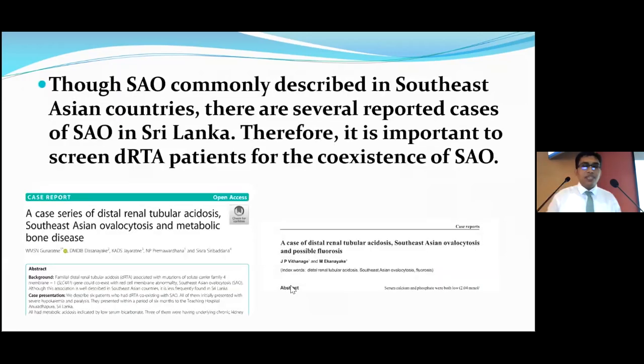What is the take-home message from this discussion today? Though Southeast Asian ovalocytosis is commonly described in Southeast Asian countries, there are several reported cases in Sri Lanka. Therefore, it is important to screen distal renal tubular acidosis patients for coexistence of Southeast Asian ovalocytosis, even with normal whole blood count parameters. The first reported case was from the NHSL. That is a case of distal renal tubular acidosis, Southeast Asian ovalocytosis, and possible fluorosis. And there are several other case reports and case series also.